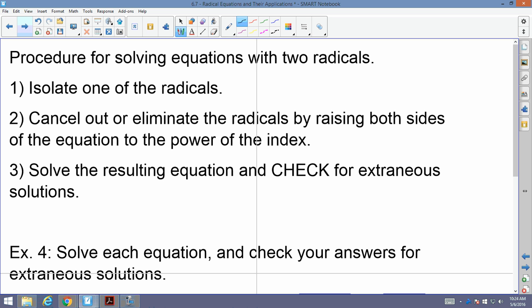Awesome. Now, procedures for solving equations with 2 radicals. Sometimes you're going to have 2 radicals. First of all, you're going to isolate one of the radicals. Get one of them alone. The other one may also be alone, or it may be attached to something else. Number 2, cancel out or eliminate the radicals by raising both sides of the equation to the power of the index, same as before. And then 3, solve the resulting equation and check for extraneous solutions.